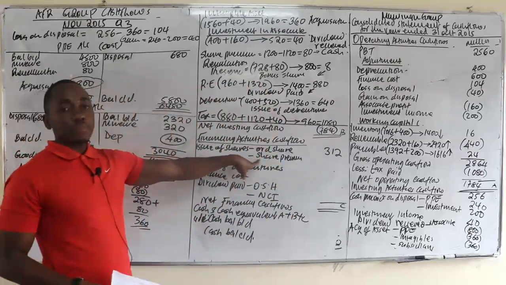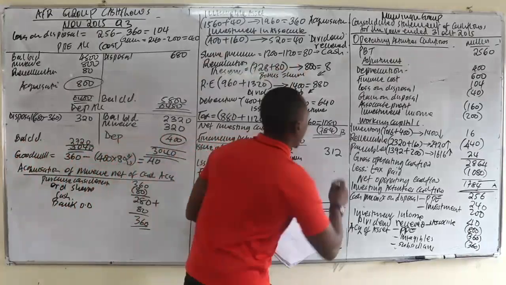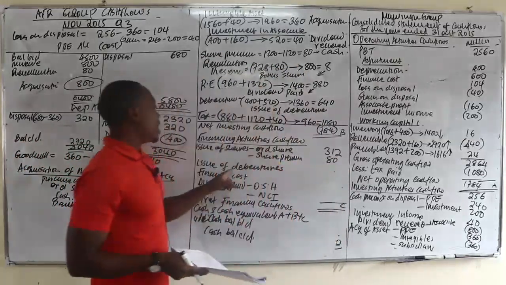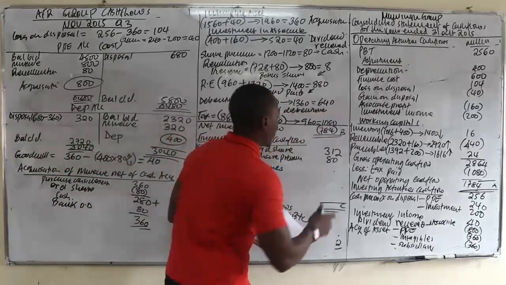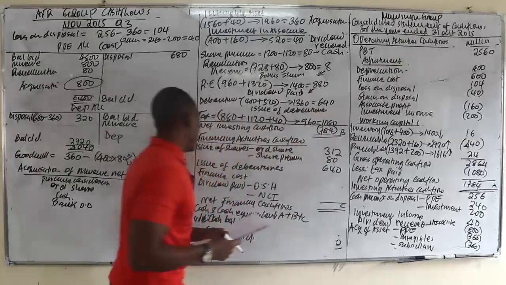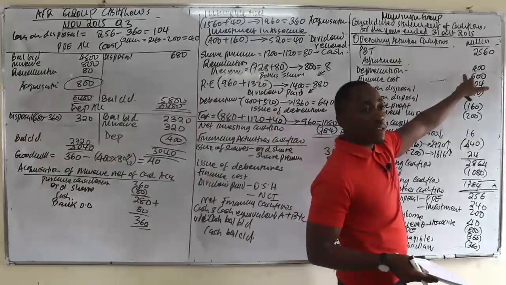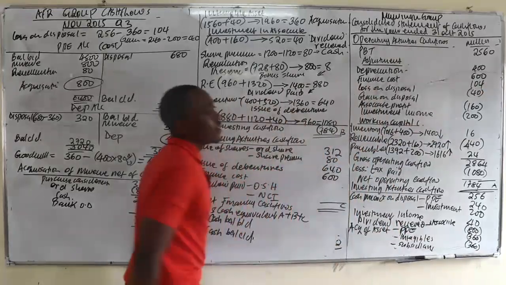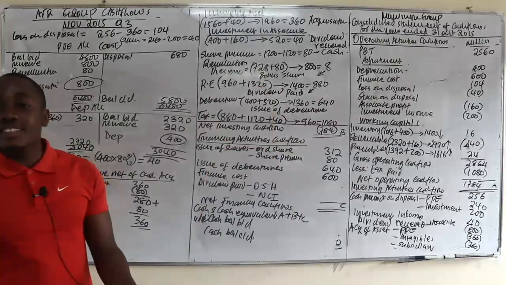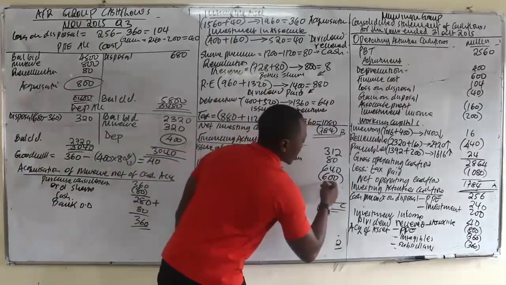Share premium is the share premium. An amount of 80, it's an inflow. Issue of debentures, we have debentures here. An amount of 640, it's an inflow. Finance cost, this one, that's the interest. 600, inflow, outflow. Finance cost, yeah, that's an outflow. It is the interest you paid.